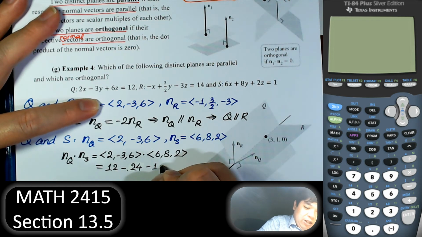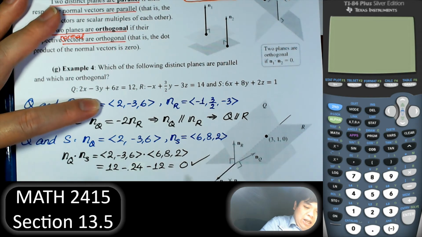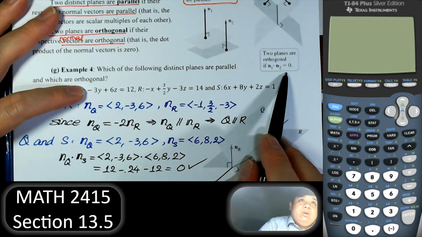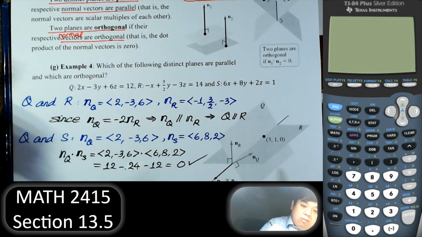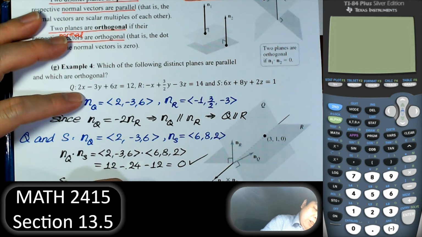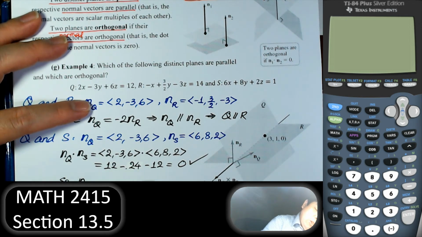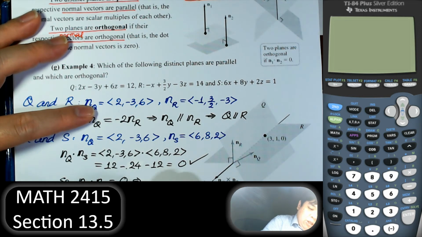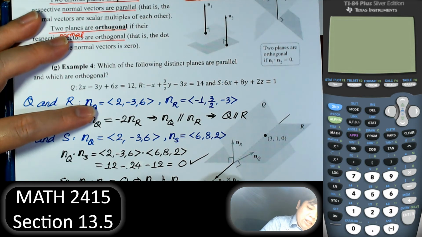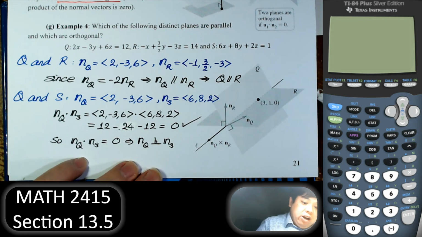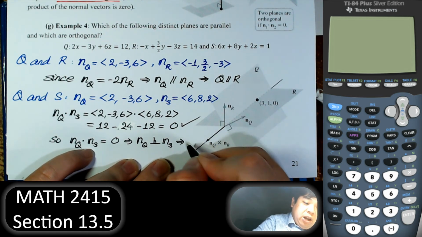And minus 12. That is equal to 0. Now if the dot product equals 0, that means they are orthogonal. So we have NQ dot NS equal to 0. So we have NQ orthogonal to NS. If the normal vectors are orthogonal, the planes will be orthogonal.